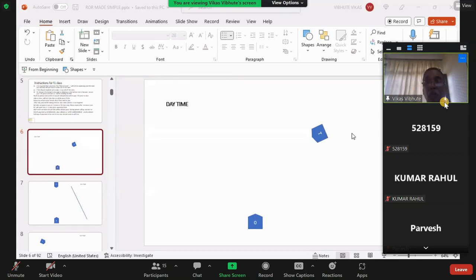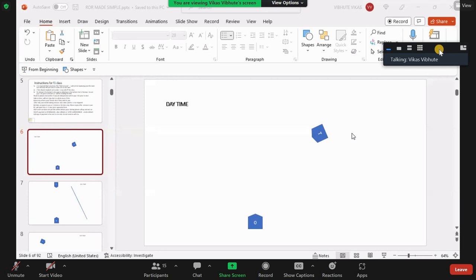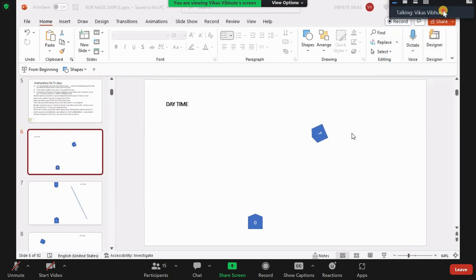The first question goes to Kumar Rahul. You see a vessel on your starboard side. Daytime, clear visibility, your action.